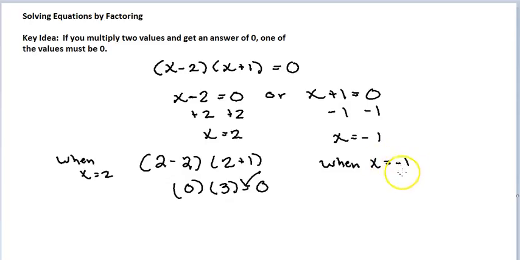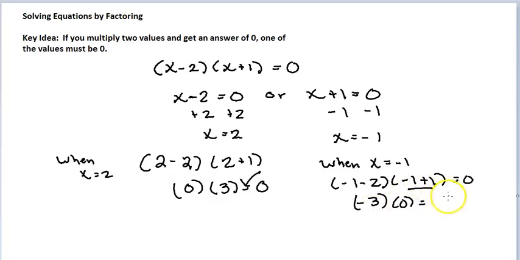If my x is negative 1, when I take that, negative 1 for x, and plug it into the original equation, negative 1 minus 2 is negative 3, negative 1 plus 1 is 0, and when I multiply the negative 3 times 0, I get an answer of 0. So that answer checks out as well.